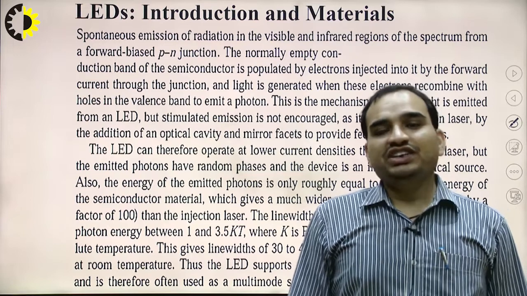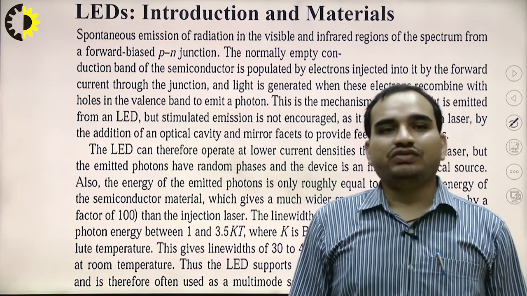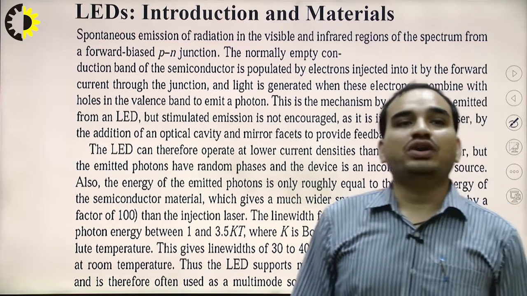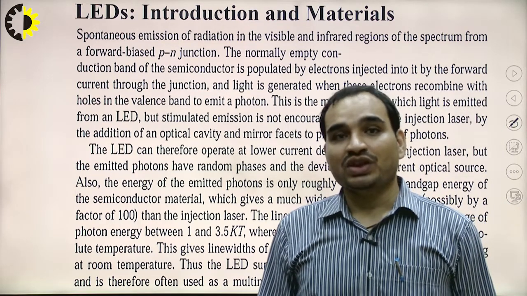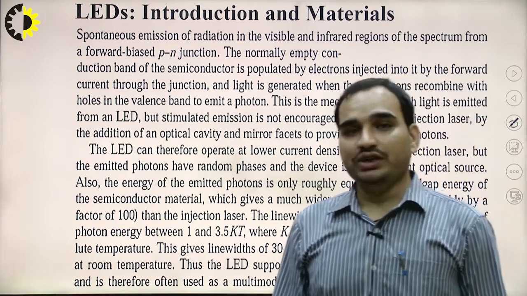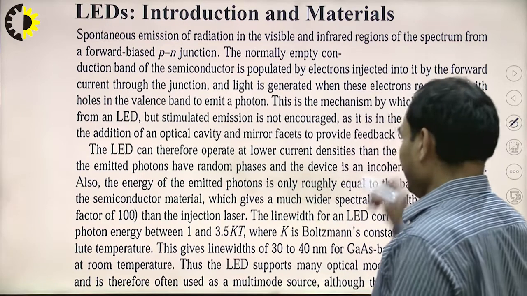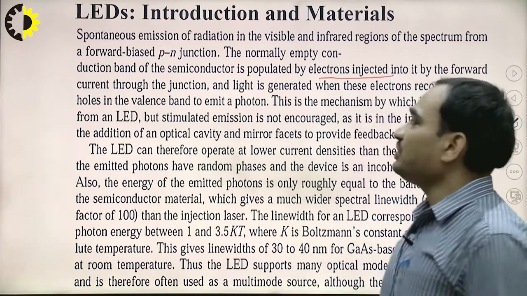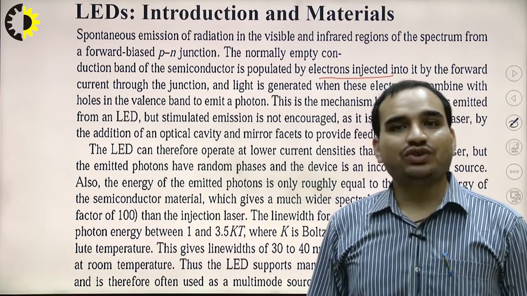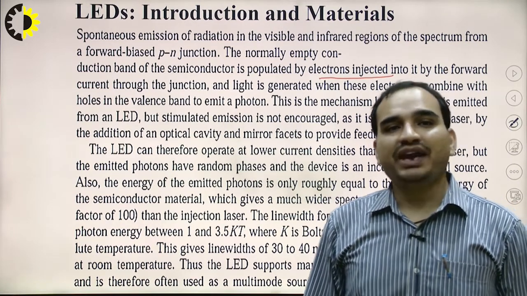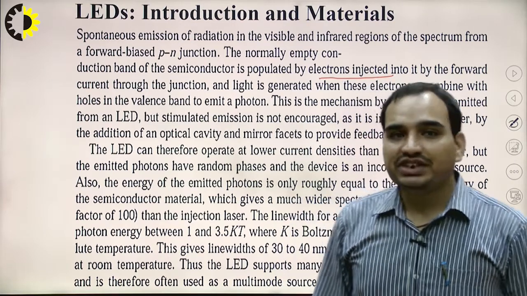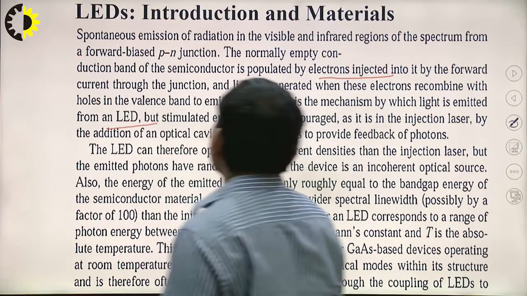So the spontaneous emission which we have seen in the figure is the radiation in the visible and the infrared region of the spectrum from a forward biased PN junction. The normally empty conduction band of the semiconductor is populated by the electrons injected into it by the forward current through the junction, and the light is generated when these electrons recombine with the holes in the valence band to emit a photon. This is the phenomenon by which the light is emitted from an LED.